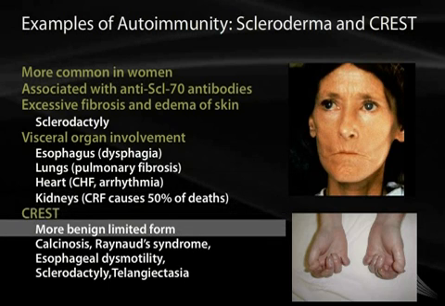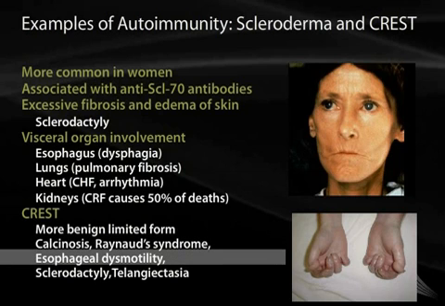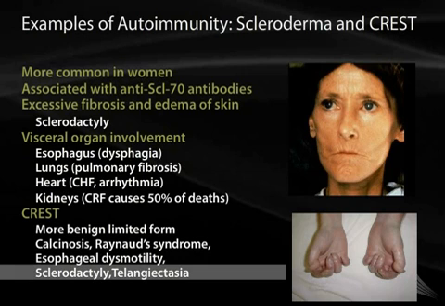Now with CREST syndrome, this is more benign, more limited than scleroderma. CREST is an acronym. C is for calcinosis, or calcium deposits, as you can see. R is for Raynaud's syndrome. Remember, cold fingers, they turn color when they get cold. Esophageal dysmotility, sclerodactyly, which we've discussed, and then telangiectasia. So that's your CREST syndrome there.